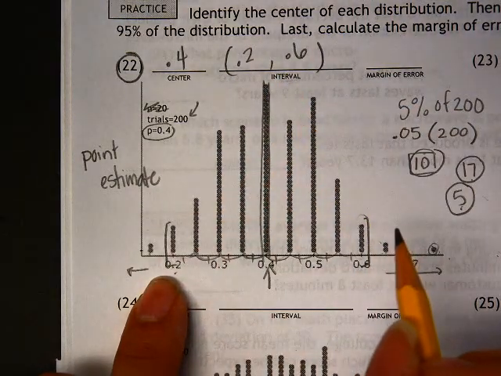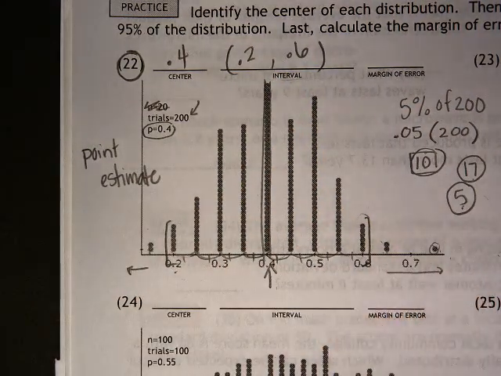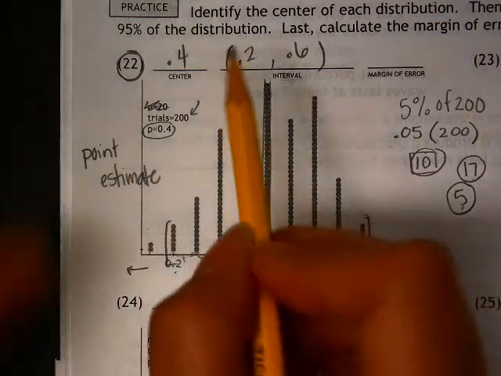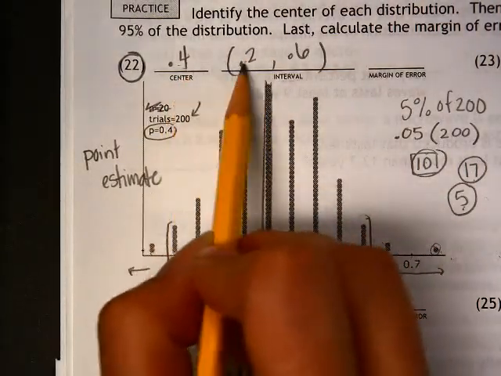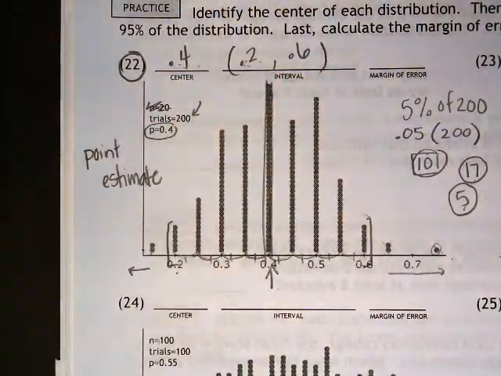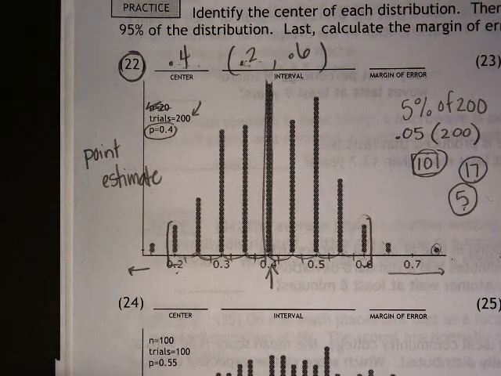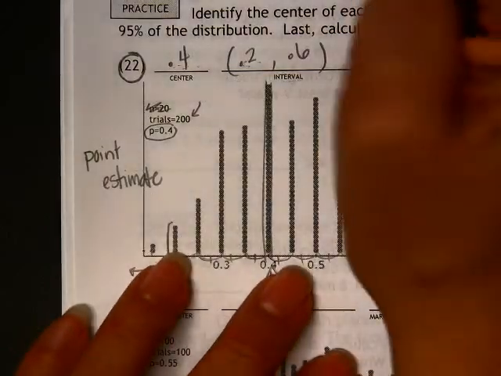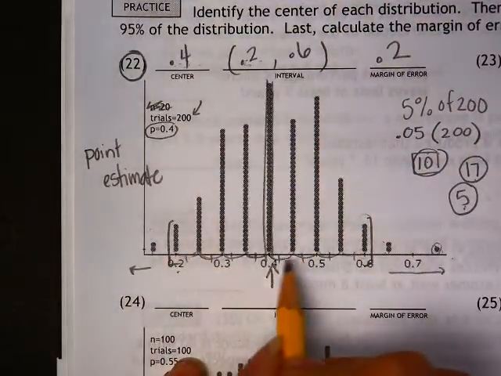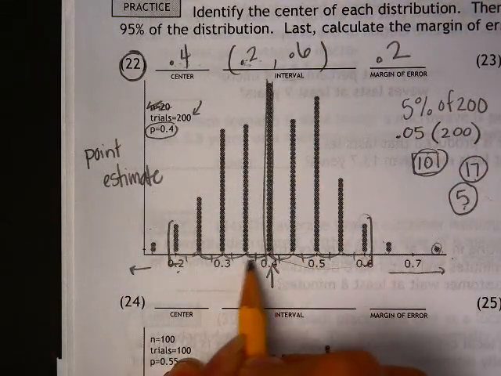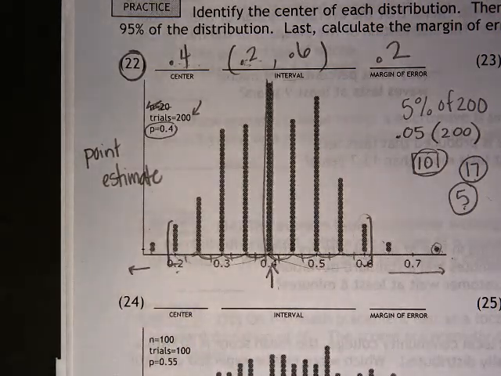So that is what I'm keeping, which means that for my margin of error, we need to figure out what is the distance in between these two guys. So we have 0.4 and 0.2, which is 0.2. So from here to here is 0.2, and from here to here is 0.2. So that's what I would have.